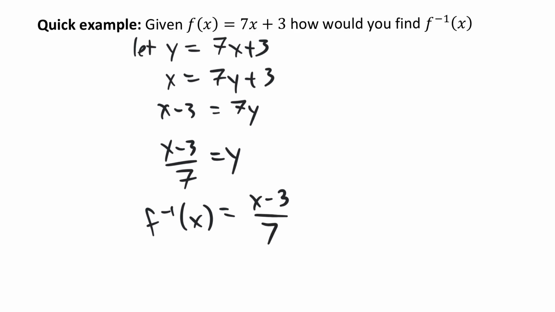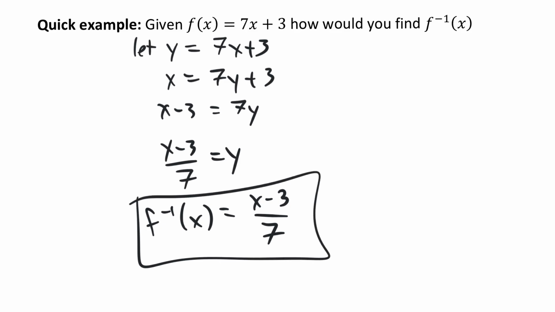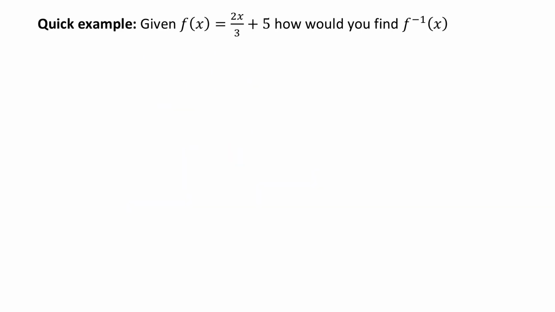Now from here on out, we're not going to bother checking them. So this would be the inverse. As long as you got this as your answer, you're good to go. If you want to check it, you're more than welcome. But now that we have a technique that's going to work every time, we can just go ahead and get the final answer. All right, f of x is 2x over 3 plus 5. Go ahead and find f inverse. So pause the video and give it a try.